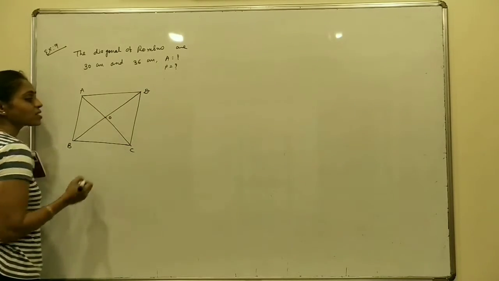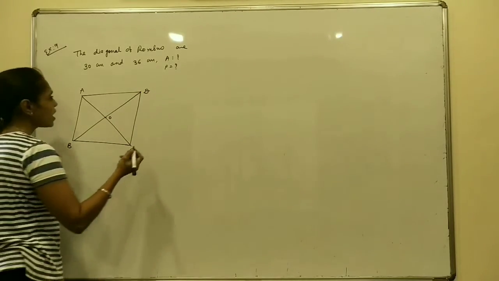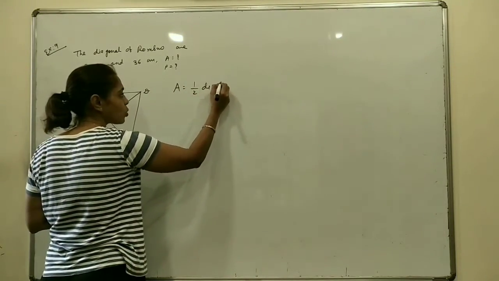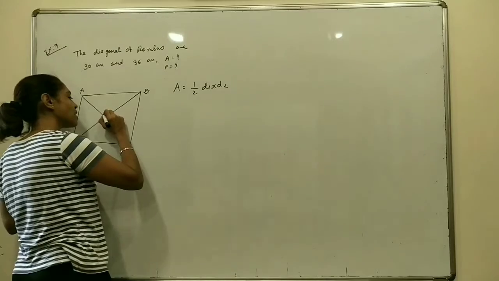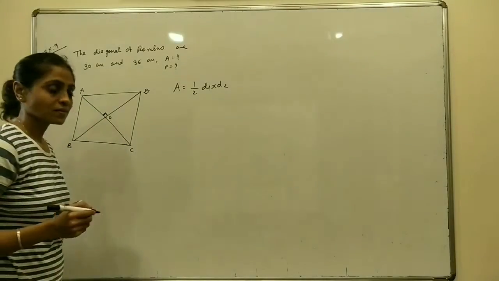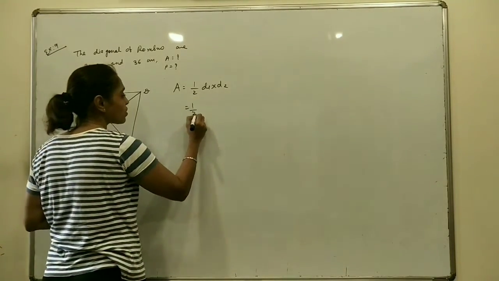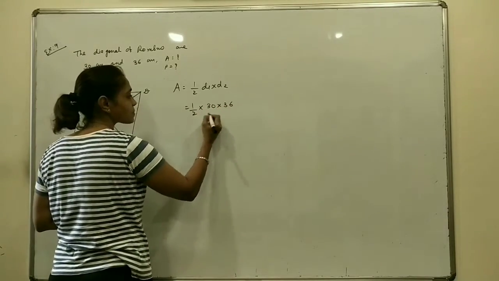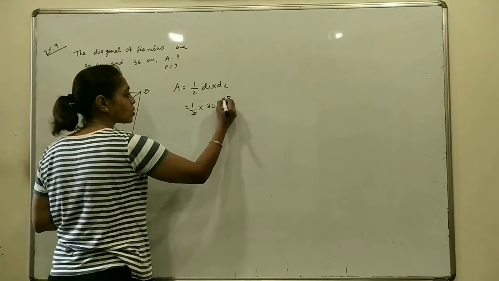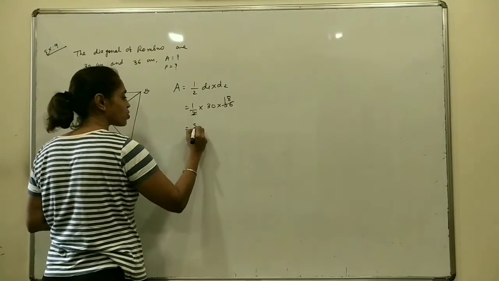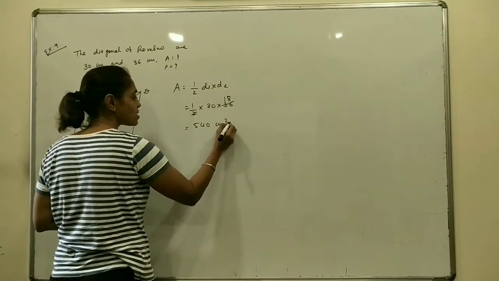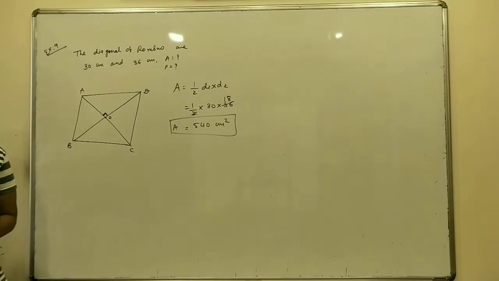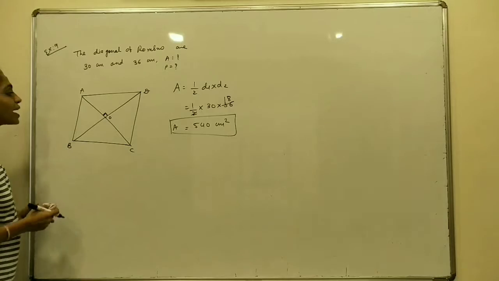Let them intersect each other at O. So area is very simple. Area is 1/2 of diagonal 1 into diagonal 2, because they bisect each other at 90 degree. And the formula is 1/2 of 30 into 36. 540 centimeter square is the area. It is very simple when both the diagonals are given. But what about perimeter?